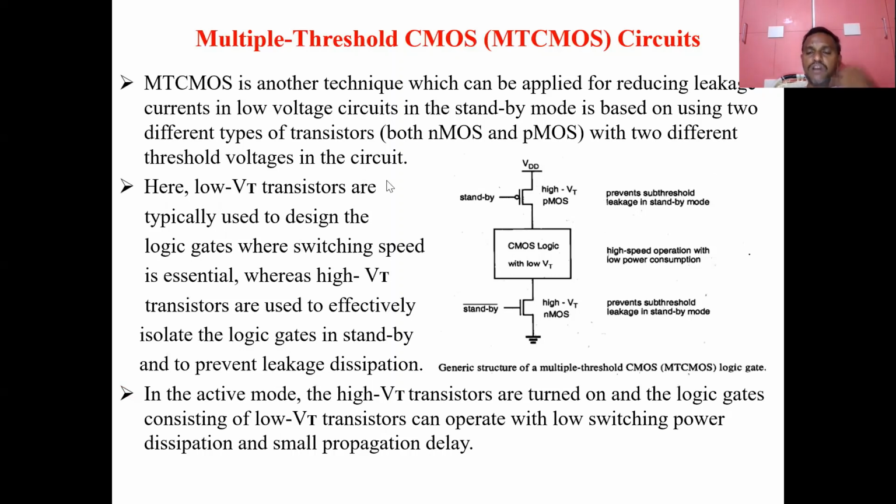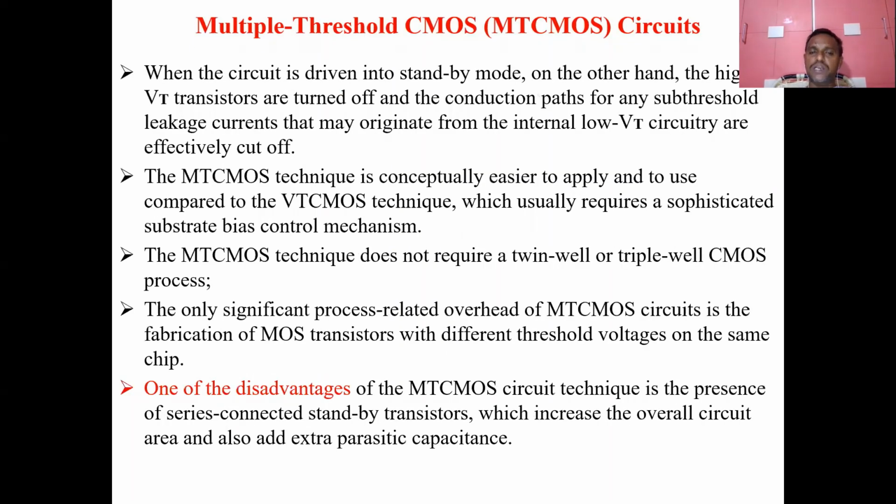Okay, so this will be in the off condition and this will be in the off condition. Whenever there is a leakage current, it would be present between VDD and VSS. But if these transistors are in the off condition, there is no connection of the CMOS logic with VDD or ground. So there is no leakage current that will flow between VDD and VSS. Okay, so like that we can avoid this leakage current in the standby mode by using these multiple threshold CMOS circuits. Now the MT CMOS technique is conceptually easier to apply and use compared to the VT CMOS technique, which usually requires a sophisticated substrate bias control mechanism.